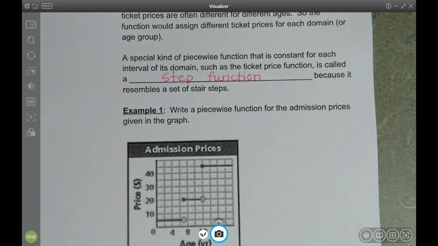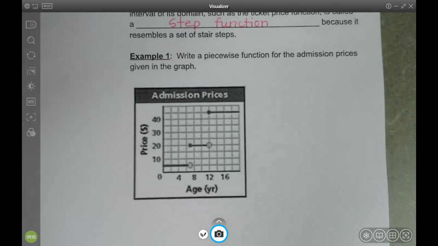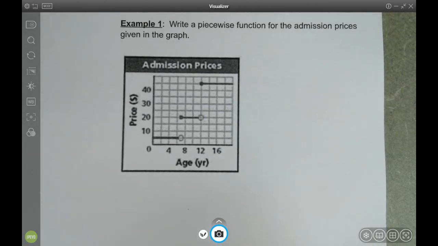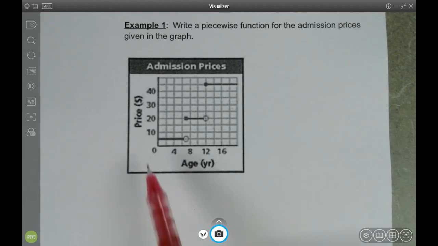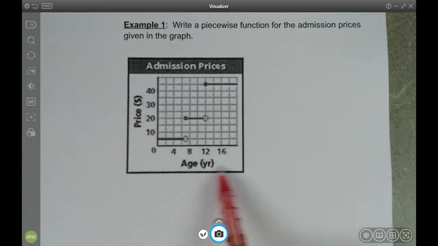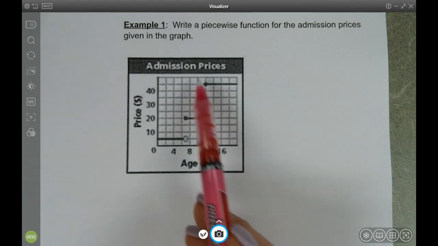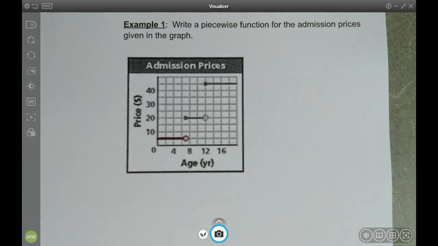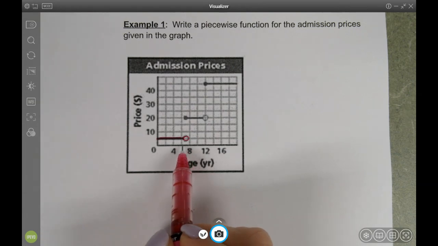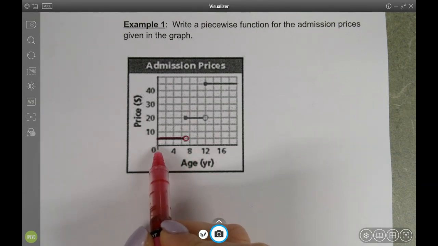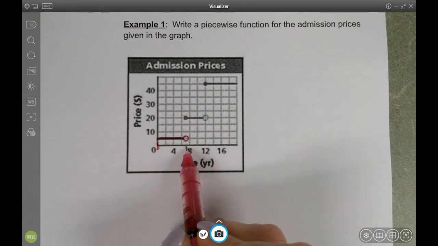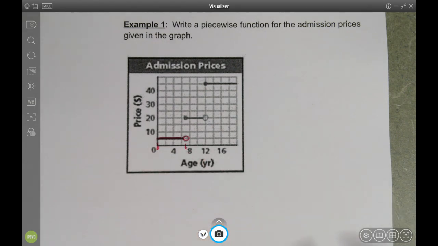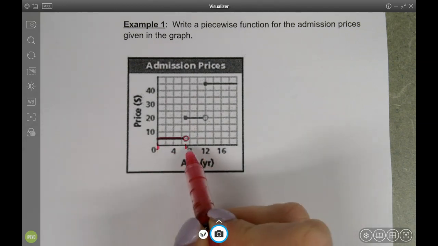All right, so before we write this equation, let's look at it and just figure out what in the world it means. Okay, so over here on the left, we have the price. Across the bottom, we have ages, and this is the admission price. So this first line of our graph right here means, actually, what ages is this talking about? Of a child, yes. Starting at age what and ending at age what? Okay, starting at age 0, ending at age 7.